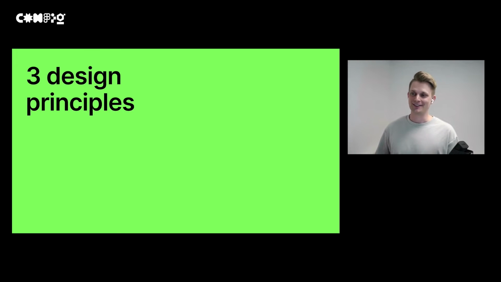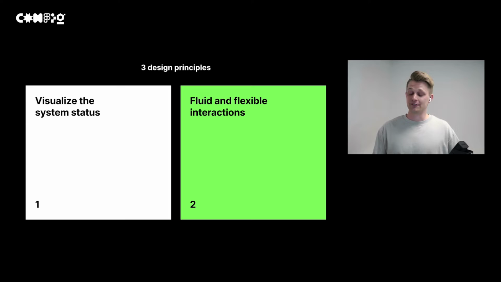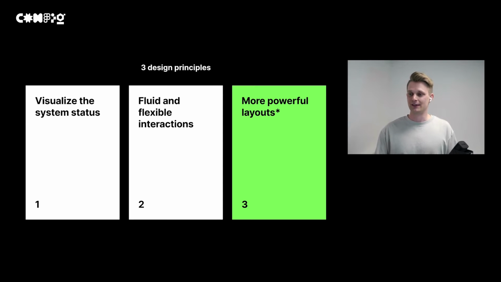As we designed all the improvements and features in Auto Layout, we always came back to three design principles that helped us design for both of these goals. And that's what we're going to focus this talk on. So the first one is visualize the system status. The second one is fluid and flexible interactions. And the third one is more powerful layouts, asterisks. And Joel is going to take us to the first principle here.